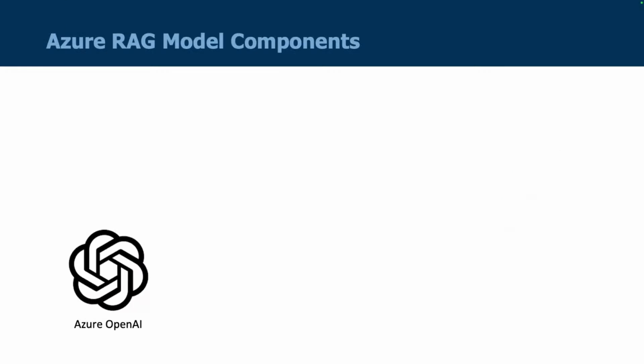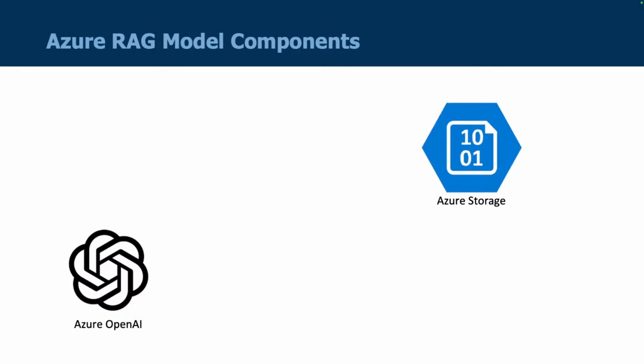So let's go back to the model components. The Azure OpenAI is basically your LLM, and there are a number of different models that you can choose from to use with OpenAI. We then have to have a place to store our contextual data. That can be any kind of storage. I think it supports all the database options like Cosmos DB and SQL database. But for this particular demo, we're just going to use blob storage. But there are a number of options there.